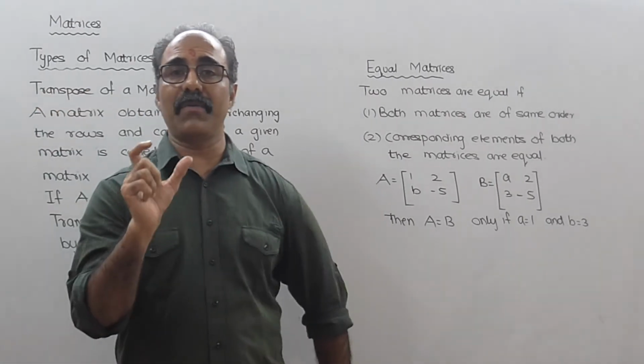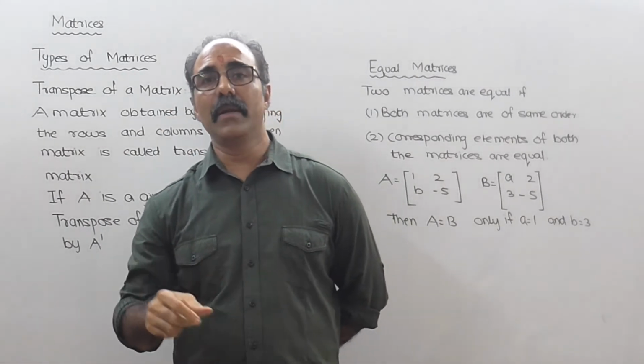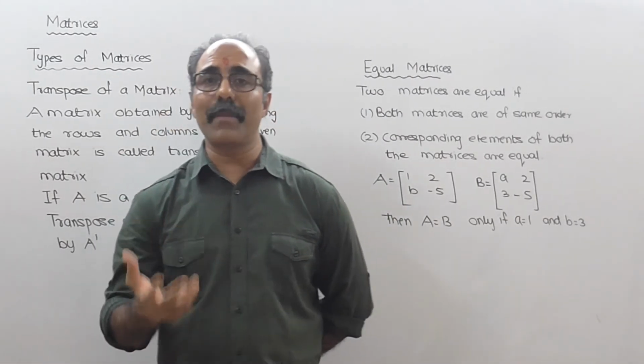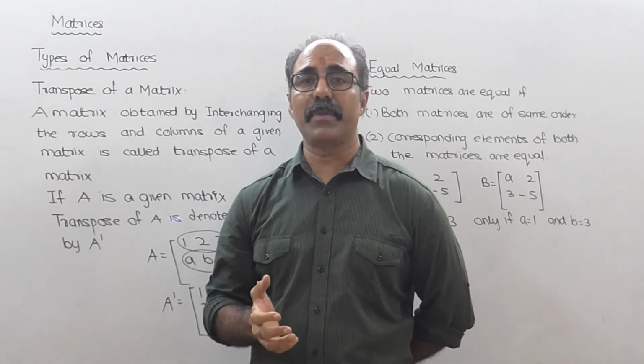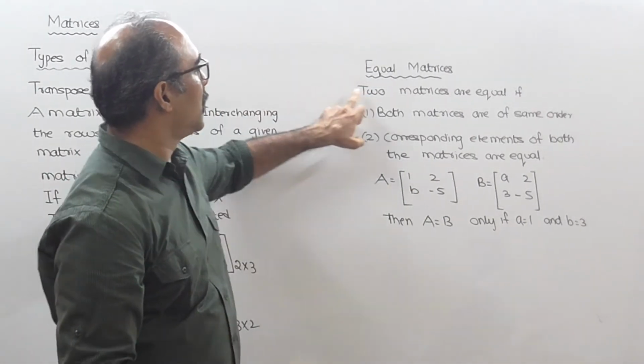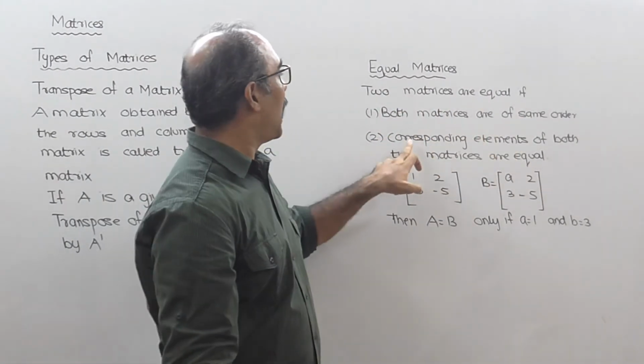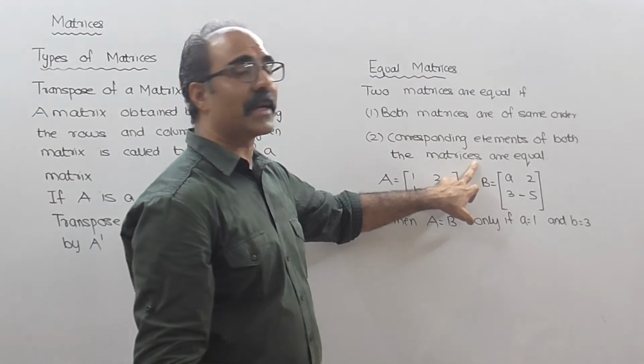So whenever you have something which is expressed horizontally and you write it vertically, then the order of the matrix will change and that matrix will be called the transpose of the matrix. Next is equal matrices. Two matrices are equal if both matrices are of the same order and corresponding elements of both matrices are equal.